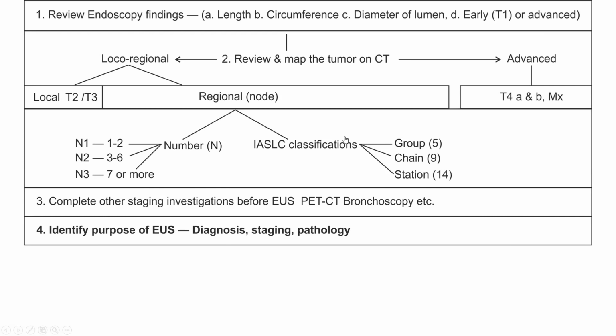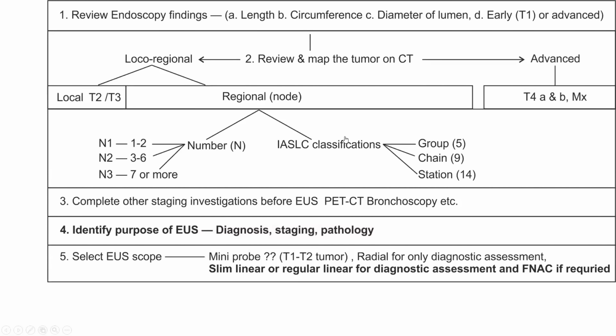And here is where the complexity increases, especially in a country like India, where there can be nodes which are due to tuberculosis, and where there can be an association of malignancy with tuberculosis. So we have to characterize before giving the therapy, whether surgical or chemoradiation. What do we do about the status or assessment of this node? Because this is the purpose of EUS. We have to diagnose, we have to stage, and we have to get pathology. And then we have to select the probe.